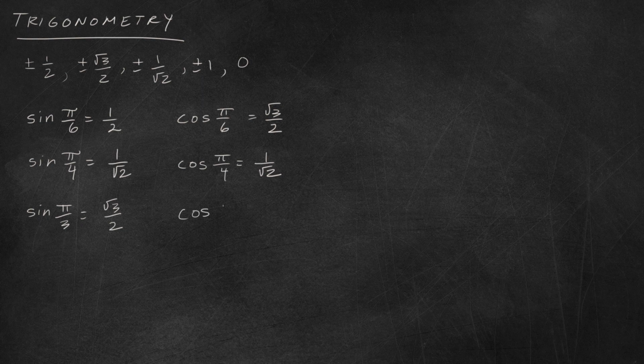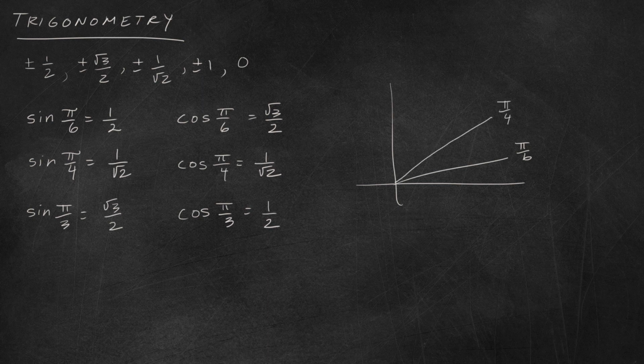And then cosine of pi over 3. Since I know the sine of pi over 6 is 1/2, then I know the cosine of pi over 3 is 1/2. So those are my basic quadrant 1 values, right? Quadrant 1, we've got pi over 6, pi over 4 in the middle, and pi over 3.